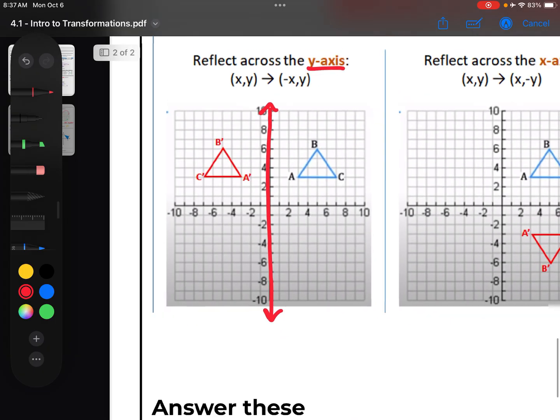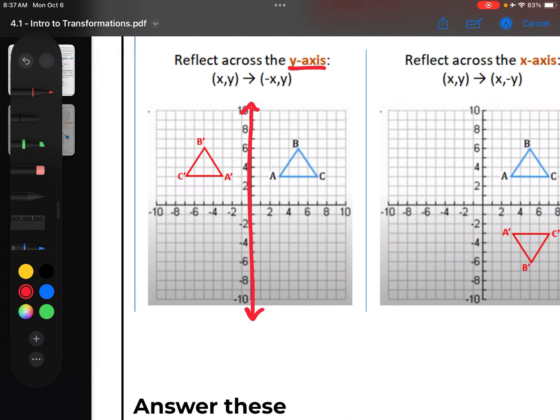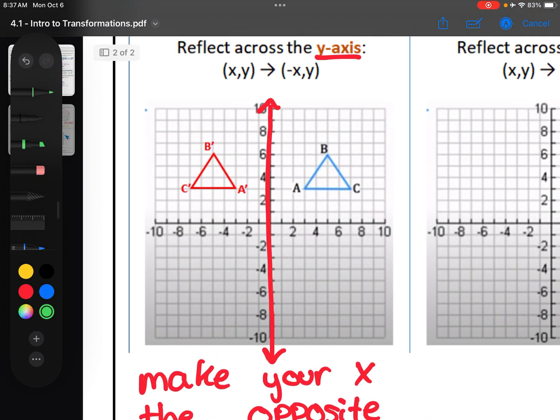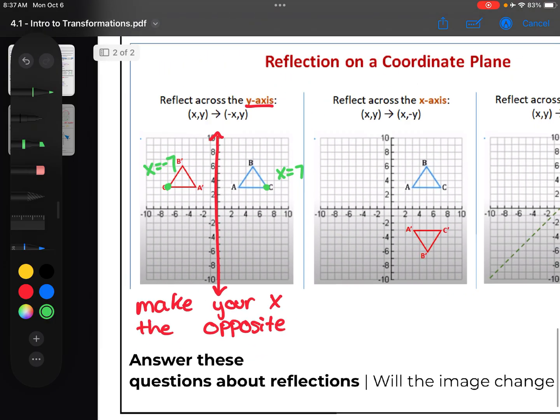So a y-axis reflection is going to make your x-coordinate the opposite. Okay? So it's going to negate your x value. A good example is at this point C over here, x is equal to 7, okay? Now, that is the pre-image. In the image over here, C prime is going to be x is equal to -7. It makes your x opposite, okay?